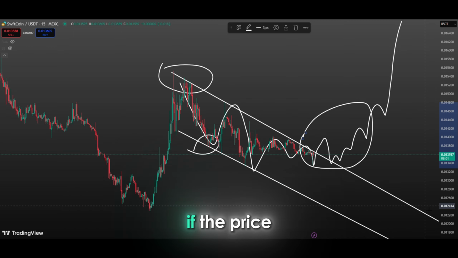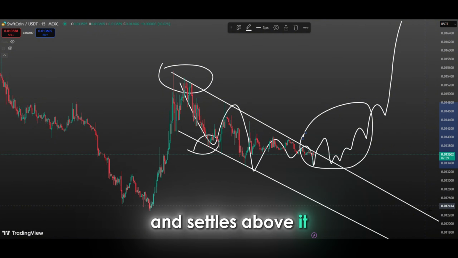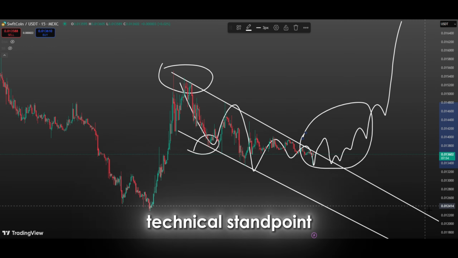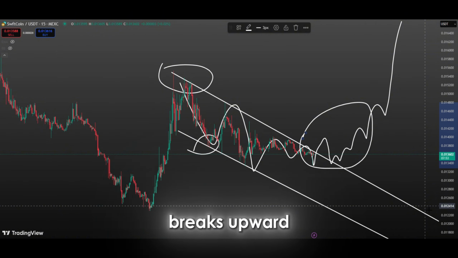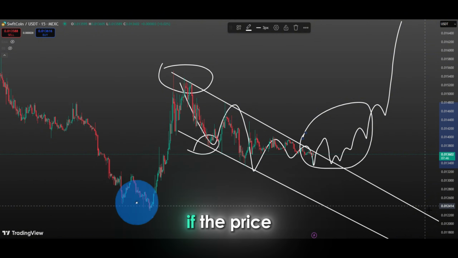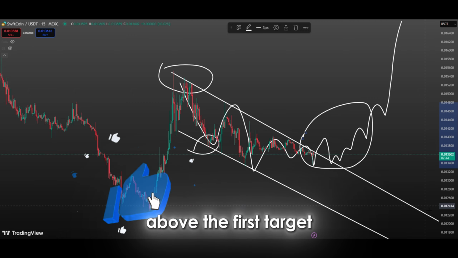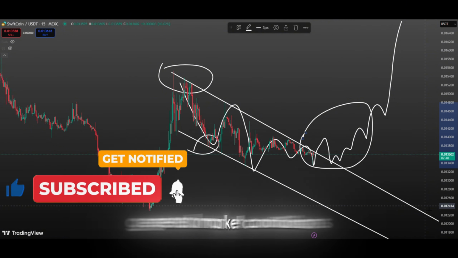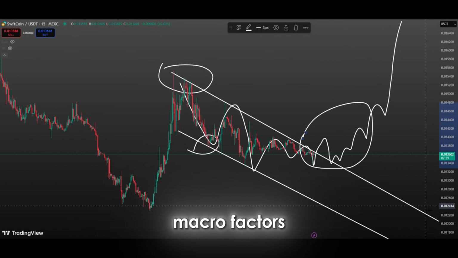stability. If the price breaks this upper line clearly and settles above it, the technical target of the flag formation typically implies a new upward move equal to the length of the previous rally before the formation. So, from a technical standpoint, if this formation breaks upward, it's highly likely that we could see a repeat of the previous strong rally. Moreover, any increase in volume during this process would help support the strength and health of the upward move. If the price breaks out as expected and firmly settles above, the first target to the upside would be a move equal to the height of the flagpole. Then, depending on general market conditions, news flow, and macro factors, much higher targets could also come into play.